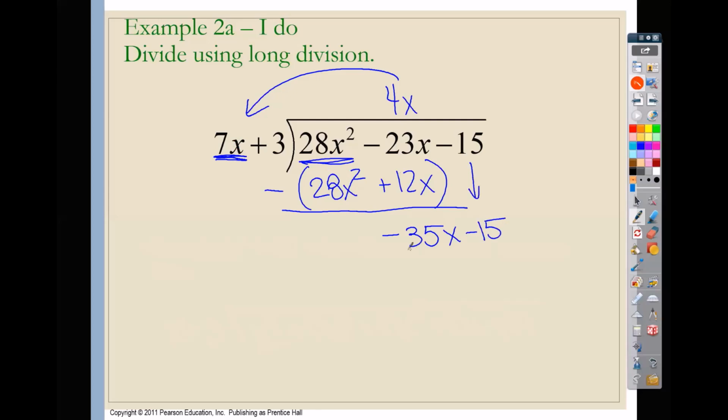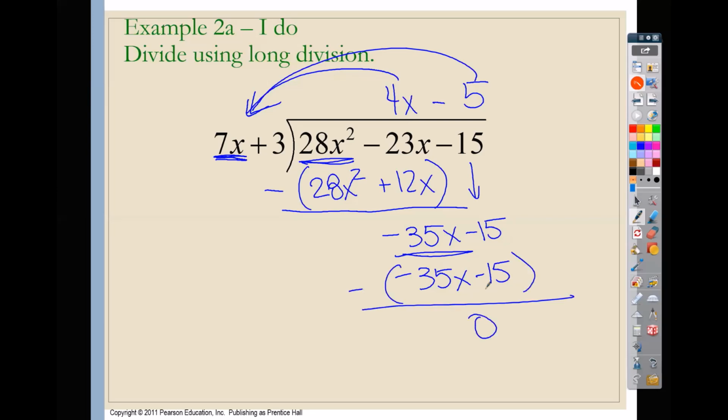What do I have to multiply to 7x to get negative 35x? Negative 5. So now I'm going to multiply the negative 5 times that, and I will get negative 35x minus 15. If I subtract that, everything cancels out, and my answer is just 4x minus 5.